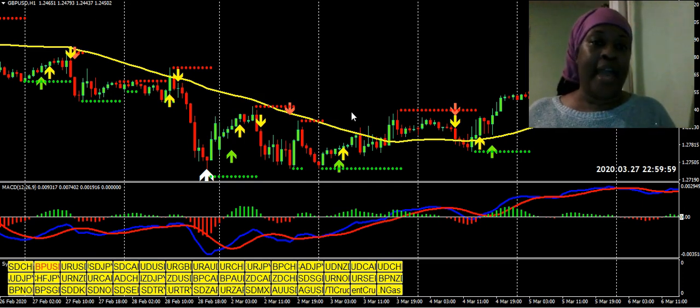And of course I added my 50 moving average, and everything else is the triple arrow system. Okay, so now what we're looking at is GU. GU is one of the major currencies.